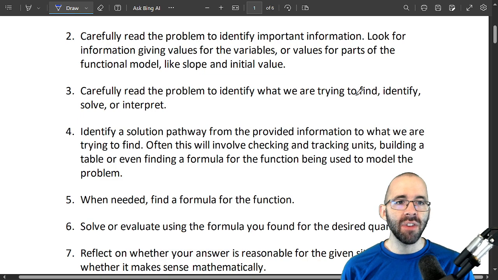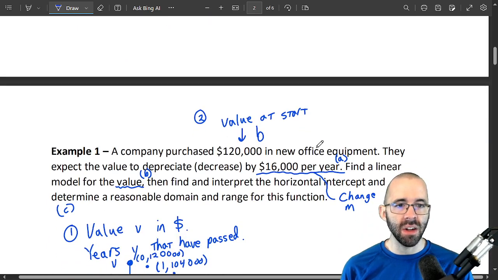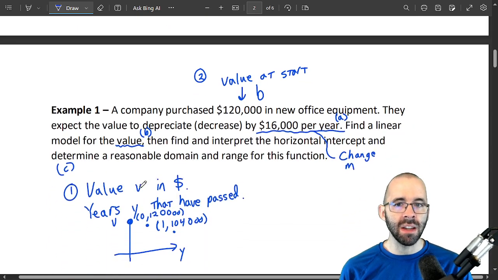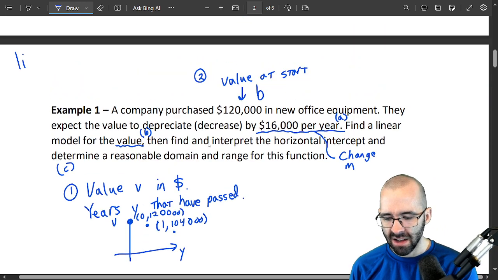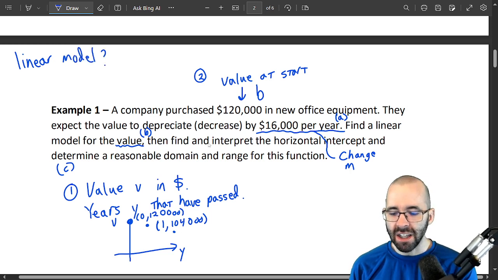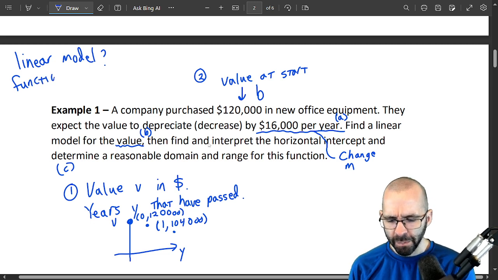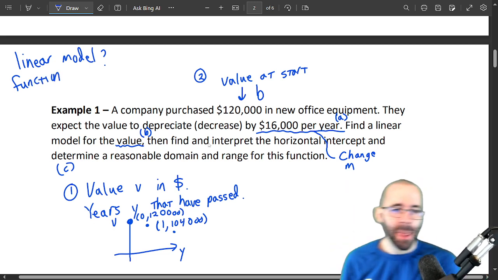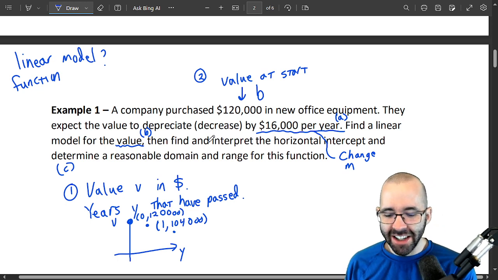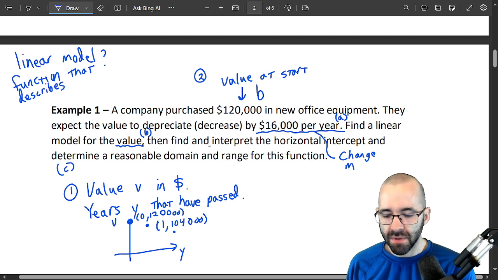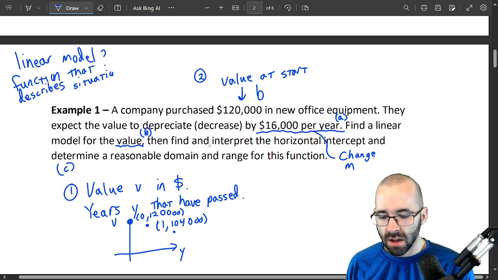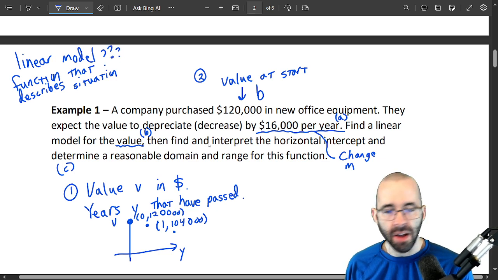Read the problem again, identify what we're trying to find, identify maybe what we're trying to solve, what we're trying to interpret. So we're doing part A. We just want a linear model for a value. What does linear model mean? What does linear model even mean? It means a linear function that describes the situation. That's what linear model means.